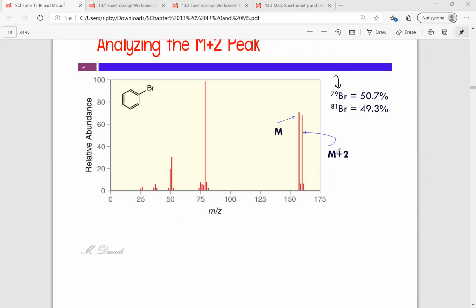So again, we're going to look at the M+2 peak because bromine 81 is 2 more than bromine 79. And we're going to see if they have about the same abundances. While this isn't exactly the same height, it's going to be pretty obvious if they're about the same height. If they are about the same height, then we're going to have bromine.